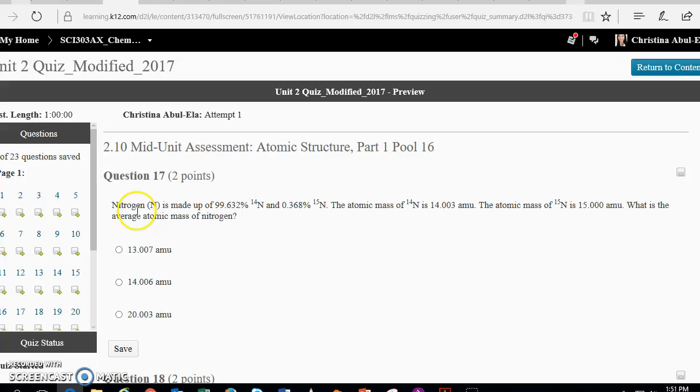Question 17. Nitrogen is made up of 99.632% nitrogen-14 and 0.368% of nitrogen-15. The atomic mass of nitrogen-14 is 14.003 atomic mass units. The atomic mass of nitrogen-15 is 15.000 atomic mass units. What is the average atomic mass of nitrogen? Is it 13.007 atomic mass units, 14.006 atomic mass units, or 20.003 atomic mass units?